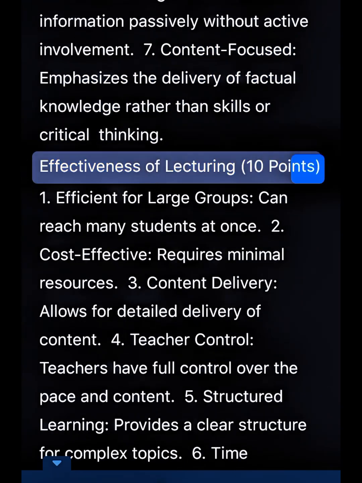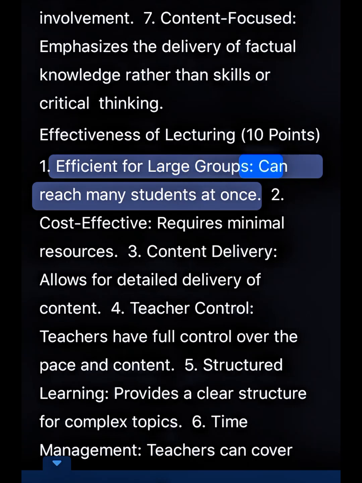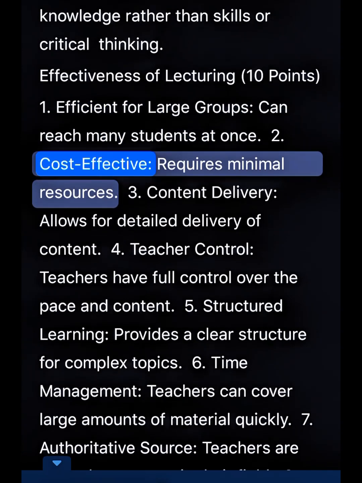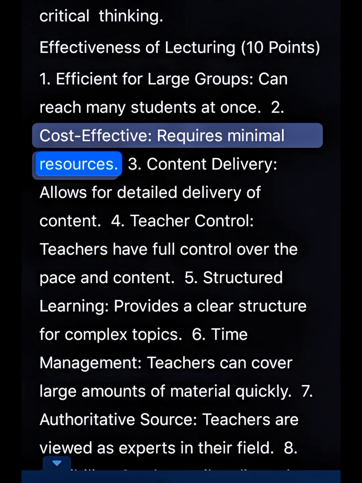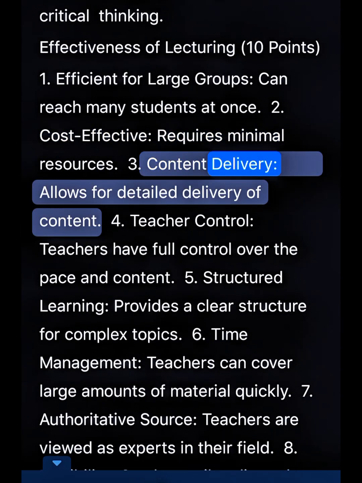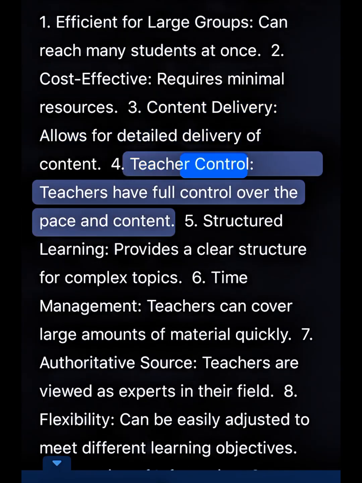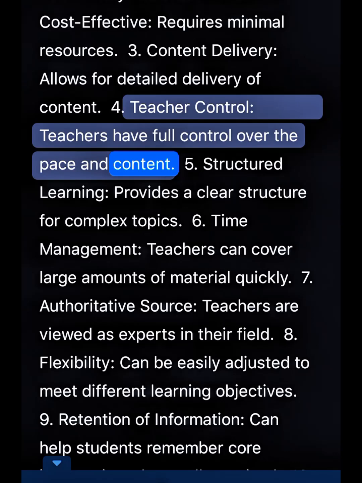Effectiveness of lecturing. 10 points. 1. Efficient for large groups, can reach many students at once. 2. Cost-effective. Requires minimal resources. 3. Content delivery. Allows for detailed delivery of content. 4. Teacher control. Teachers have full control over the pace and content.